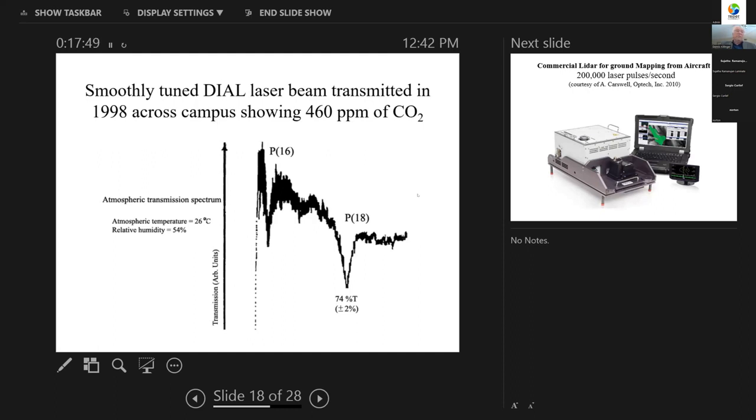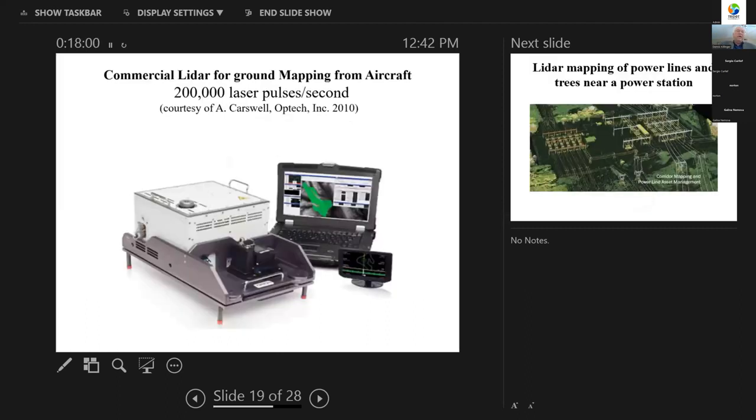LiDAR system is here. This is a little bit later. This is one at Optech Corporation in 2010, Alan Carswell's company at that time, later bought out by Teledyne. It puts out around 200,000 laser pulses to then look at the hard target.